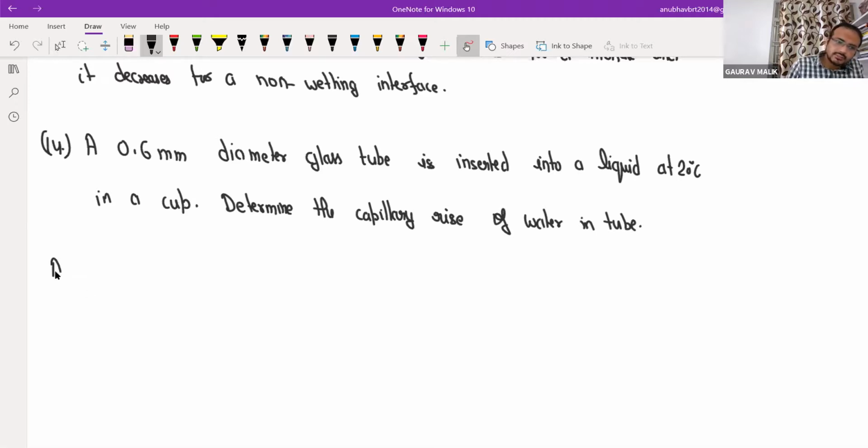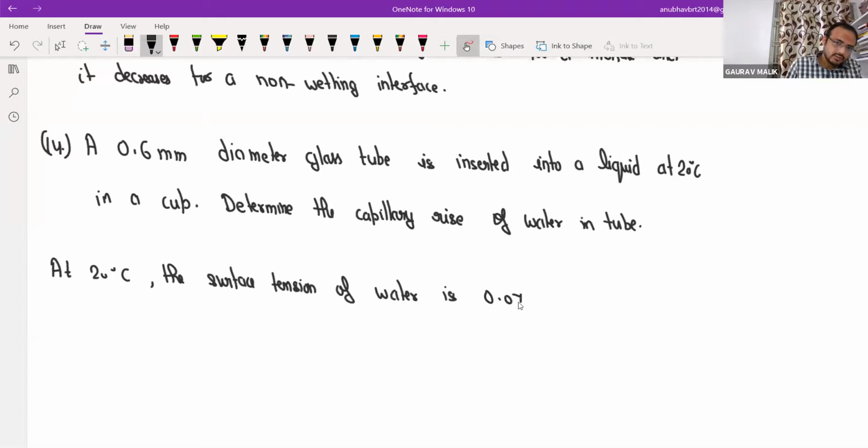And you already know at 20 degrees Celsius, the surface tension of water is 0.073 Newton per meter. The contact angle of water with glass is nearly 0. And the density of water you already know is 1000 kg per meter cube.